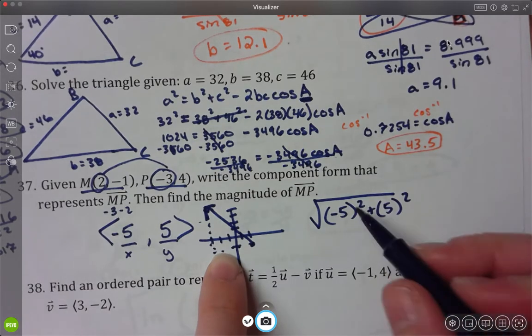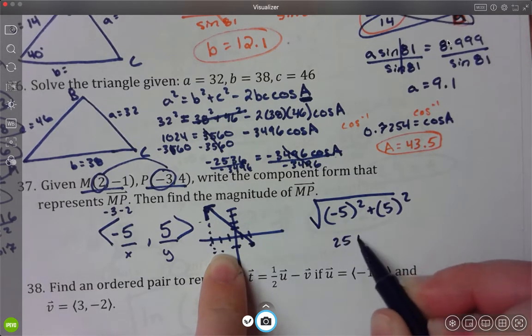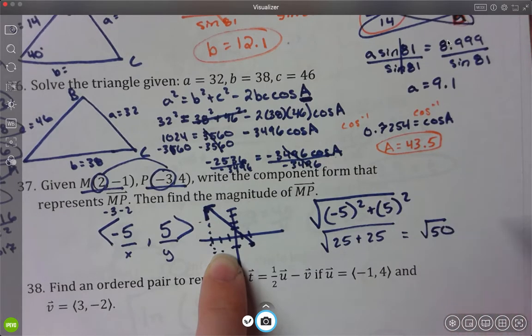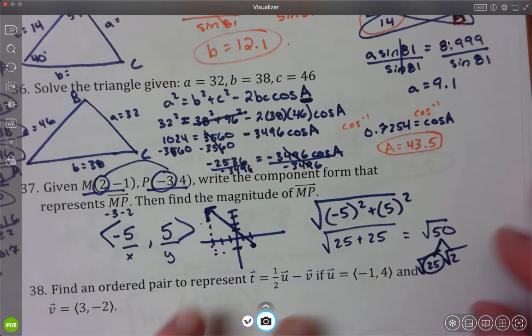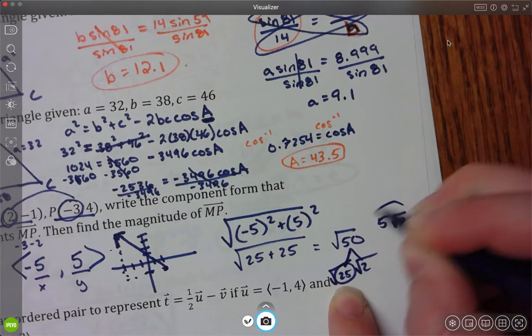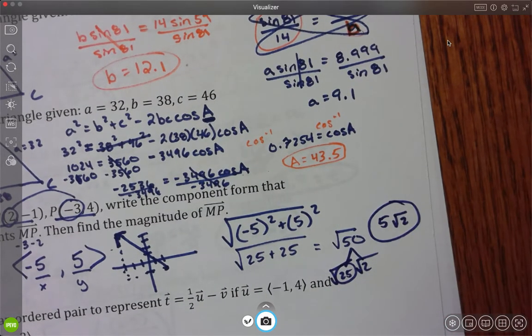So negative 5 squared is 25 plus another 25. This guy will be the square root of 50, okay? Square root of 50 will break down into 25 and 2. And if I take the square root of both of those, the square root of 25 is 5. The square root of 2 is just the square root of 2. So 5 square roots of 2 will be his magnitude, okay?